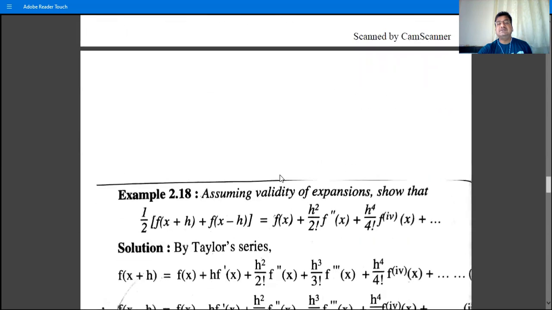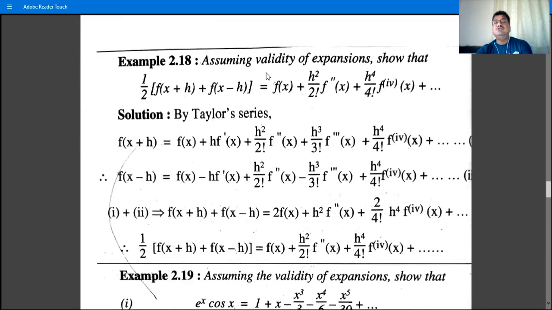So using the Maclaurin's theorem, we have the expansion of these functions. Assume the validity of expansion, show that 1 half of f of x plus h plus f of x minus h is equal to this value. So by Taylor's theorem, f of x plus h is what? This is the Taylor's theorem, that f of x plus h is f of x plus h f dash x plus h square by 2 factorial f double dash x plus h cube by 3 factorial f triple dash x plus h raised to 4 by 4 factorial f raised to 4 of x and so on.